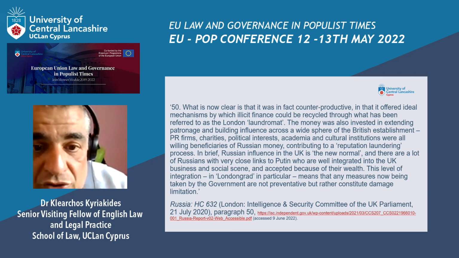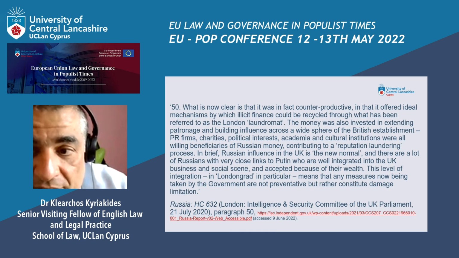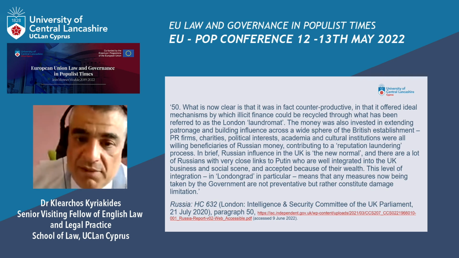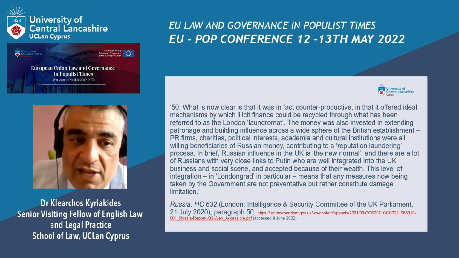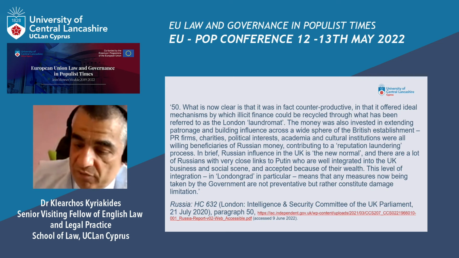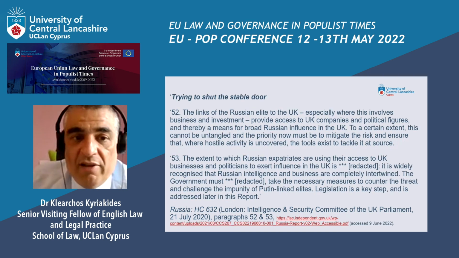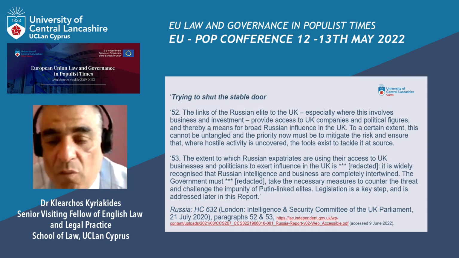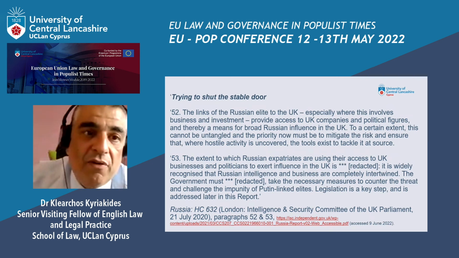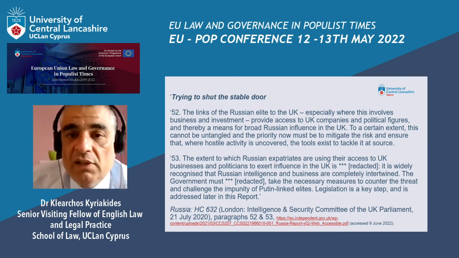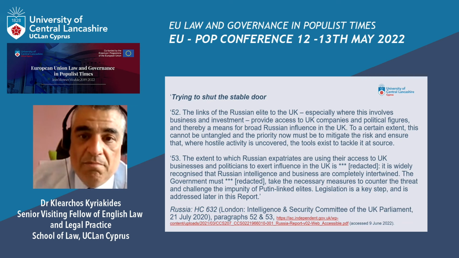In brief, Russian influence in the UK is the new normal, and there are a lot of Russians with very close links to Putin who are well integrated into the UK business and social scene and accepted because of their wealth. This level of integration in Londongrad in particular means that any measures now being taken by the government are not preventative, but rather constitute damage limitation. And therefore what the committee concludes is that the UK authorities are trying to shut the stable door after the horse has bolted.